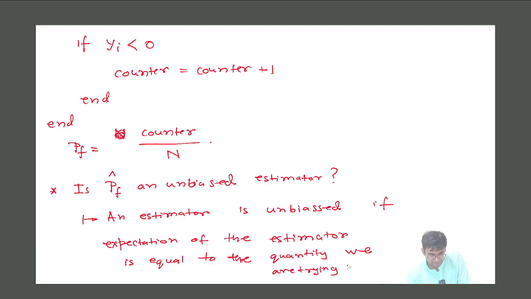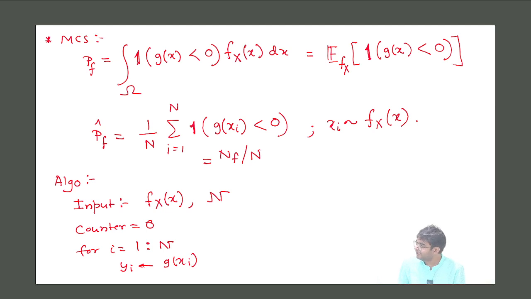We are trying to estimate. That is when you will call it an unbiased estimator. So basically, if I take the expectation of this second equation and it gives me PF, then I will call it an unbiased estimator. So let us see.